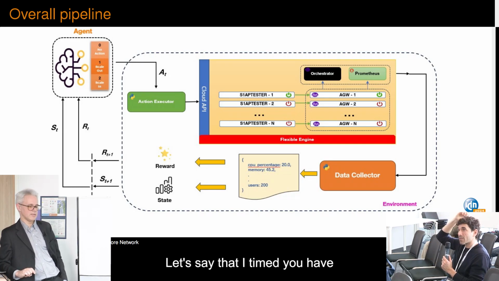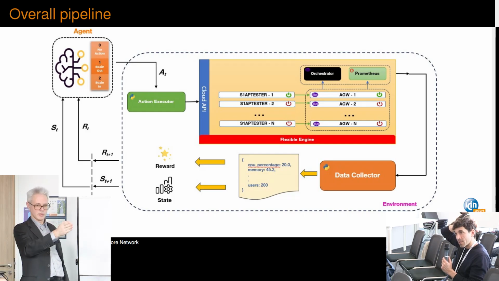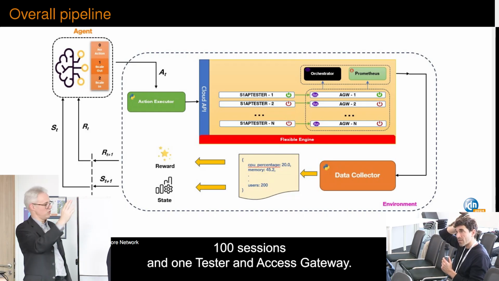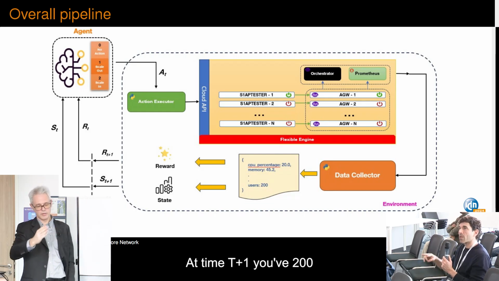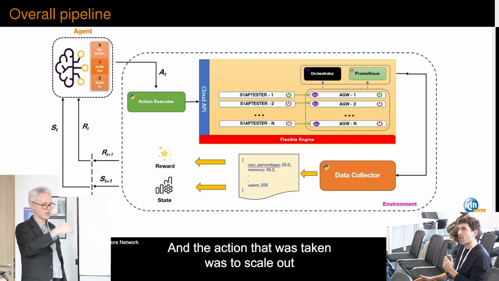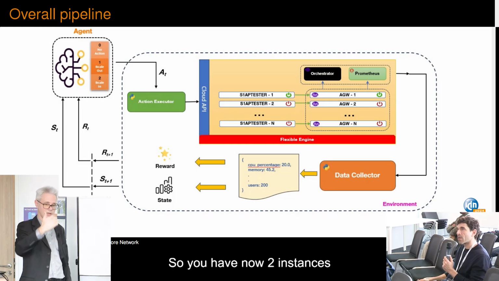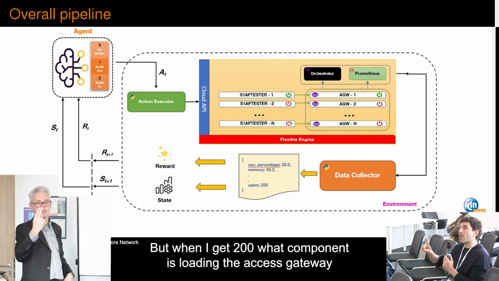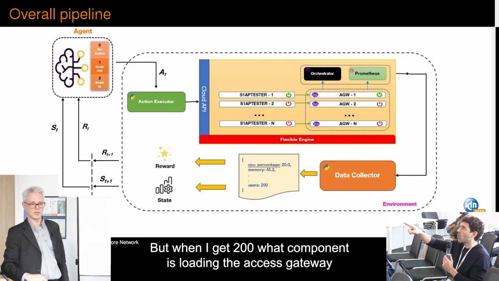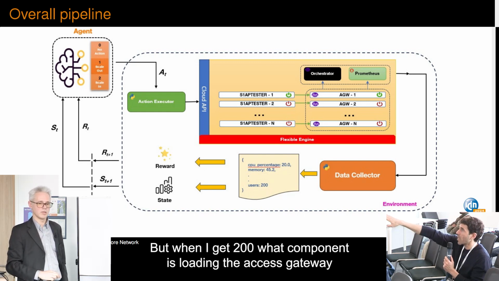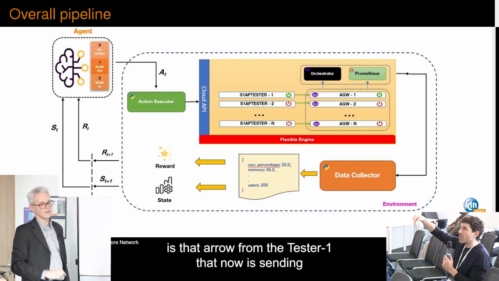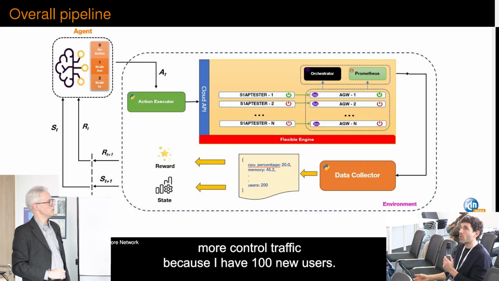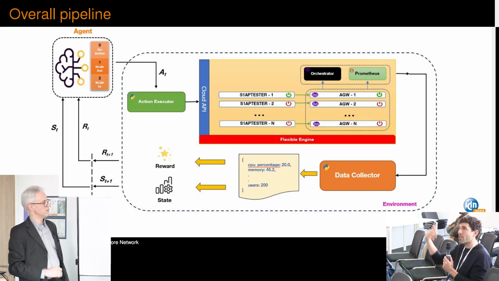Let's say that at time t, you have 100 sessions and one tester and access gateway. At time t plus 1, you have 200, and the action that was taken was to scale out. So you have 2 instances. But when I get 200, what component is loading the access gateway now with more CPU? Is that the arrow from tester 1, which is now sending more control traffic because I have 100 new users?